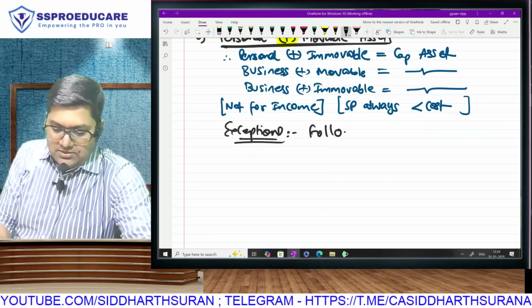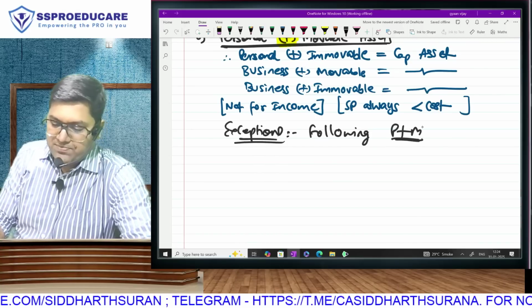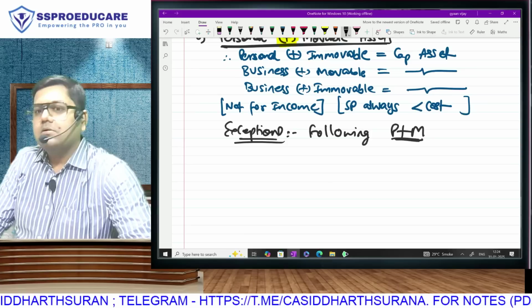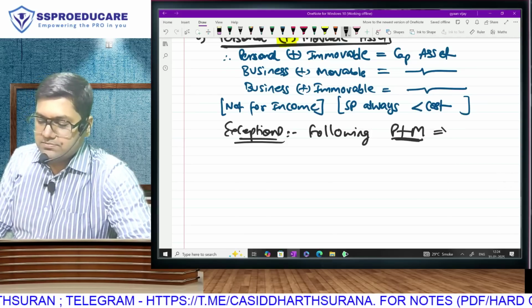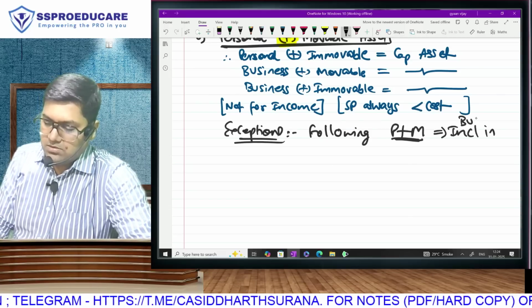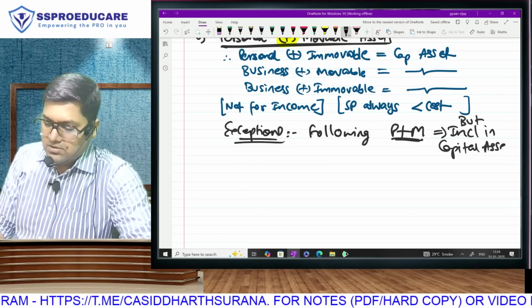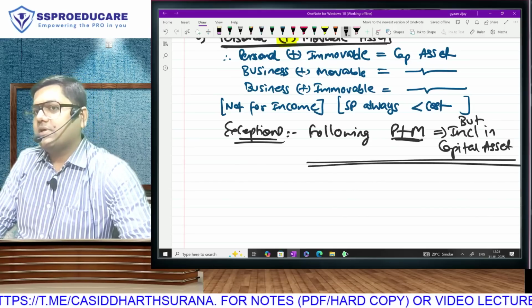Following assets are personal and movable. Normally personal movable assets are excluded, but they are going to be included in the definition of capital asset. Personal and movable, but included in the definition of capital asset.